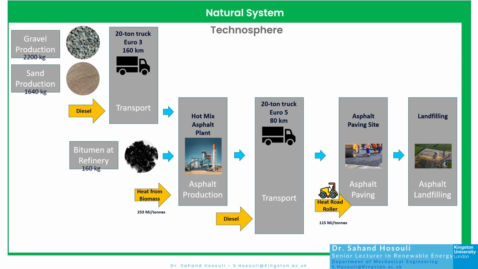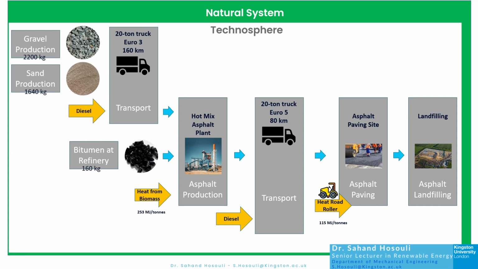I now have 3 inputs as mass and 1 input as energy, which is the heat needed for the mixture. I got the number from the article: this is an average of 253 megajoule per ton, and I'm also considering that the heat comes from biomass. After producing the mixture in this plant, the mixture needs to be moved to my asphalt paving site. I'm going to use a 20-ton truck, this time a Euro 5, for 80 kilometers, fueled by diesel.